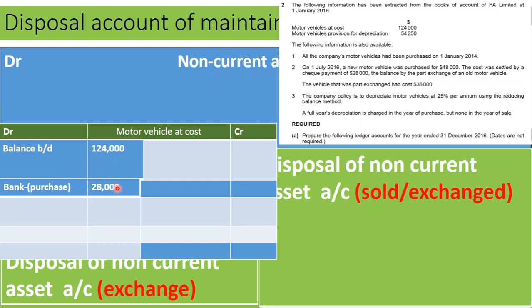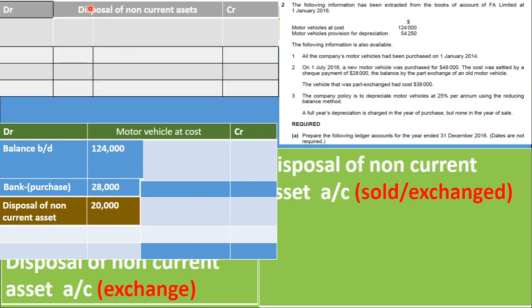So bank 28,000, and the balance by part exchange of old motor vehicle. Balance means out of 48,000 we have paid 28,000 through check, so the remaining 20,000 is part exchange, and for that part exchange you need to write disposal of non-current asset. Remember this. So when you write disposal of non-current asset, at the same time you will have to open up the disposal of non-current asset ledger. So now this ledger is going to be opened up here. See, this is your disposal of non-current asset ledger. You can write disposal of motor here instead of non-current asset. So this is the ledger.